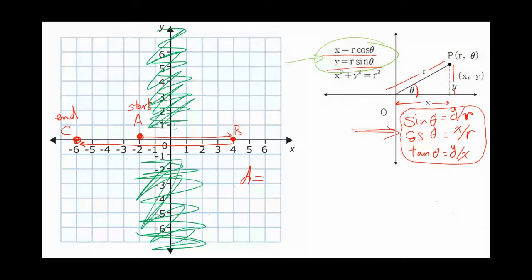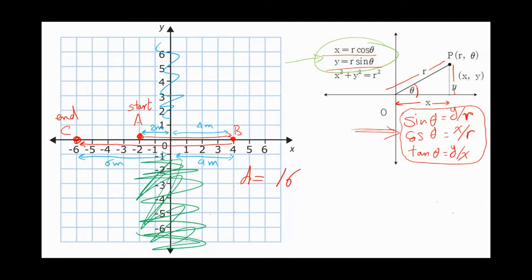Distance is... somebody says 14, most of them said 16. Actually, it's 16. Why 16? Let's see. What's the length of this part? That's 2 meters. And what's the length of this part? That's 4 meters. This is also 4 meters, and this part is 6 meters. So 2 plus 4 plus 4 plus 6, that's a total of 16 meters. Or you can say this is 6 and the other one is 10. So total is 16.